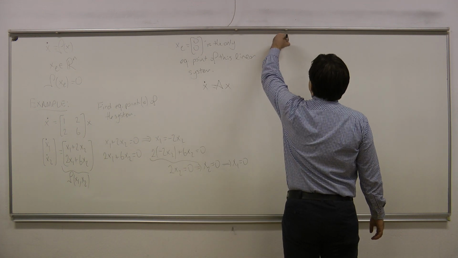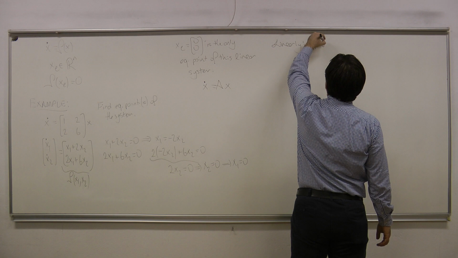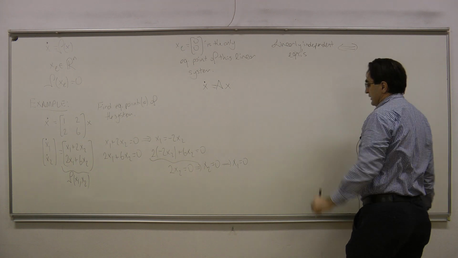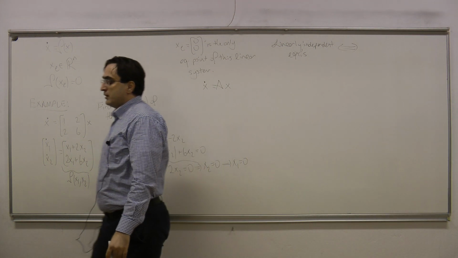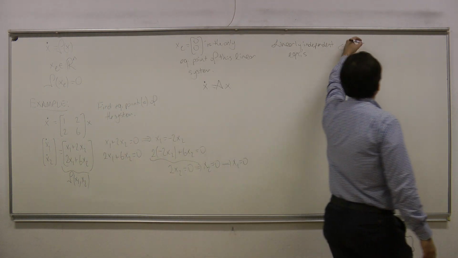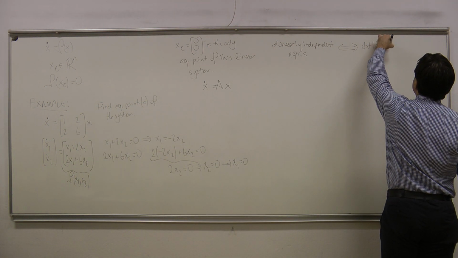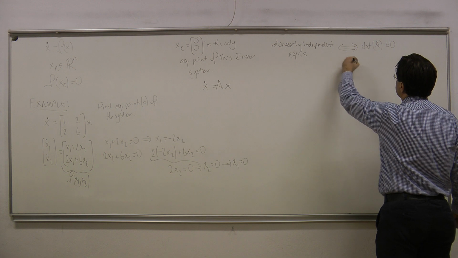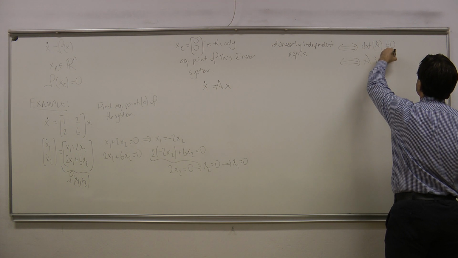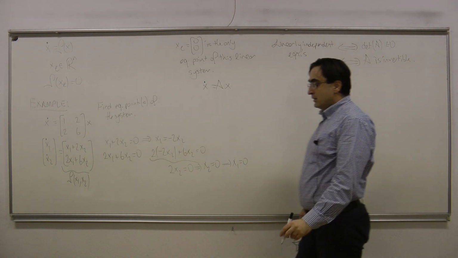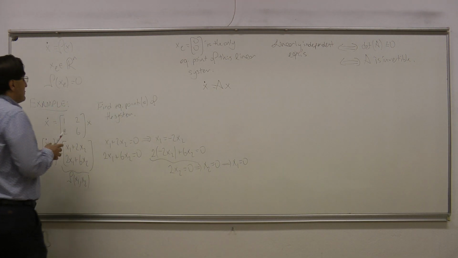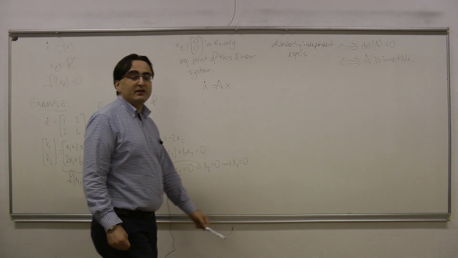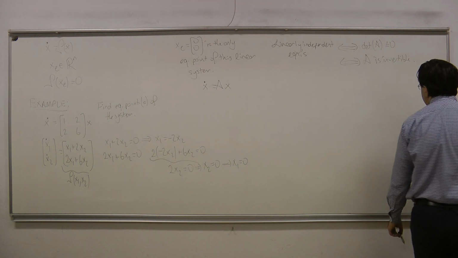So let us write: linearly independent equations if and only if, which is shown in mathematics with a double-sided implication, determinant A is not equal to 0. And furthermore, determinant A is not equal to 0 if and only if A is invertible. Okay? So we see that when this matrix is invertible, the origin of the state space is the only equilibrium point that we get.